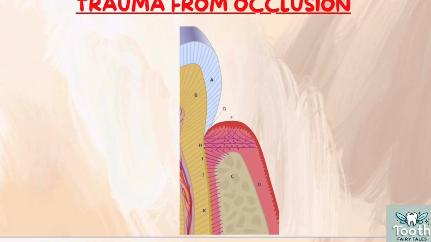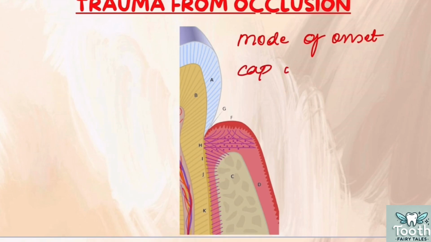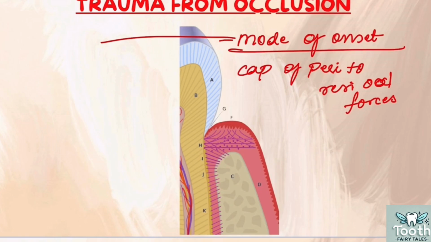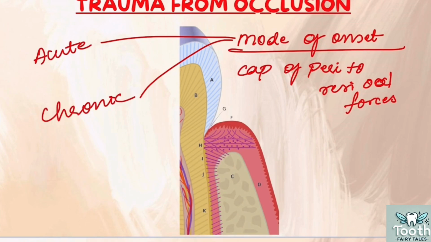Trauma from occlusion is classified based on two things. One is mode of onset, and the second one is capacity of periodontium to resist occlusal forces. Based on the mode of onset, trauma from occlusion is of two types, acute and chronic. Based on the capacity of periodontium to resist occlusal forces, trauma from occlusion is again of two types, primary trauma from occlusion and secondary trauma from occlusion.